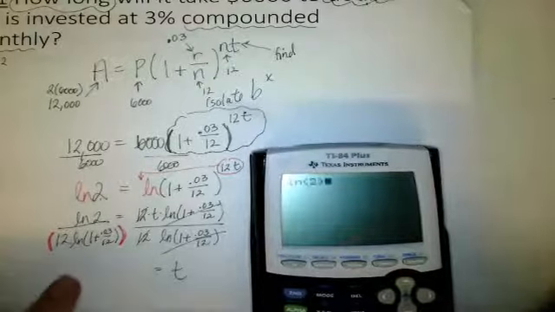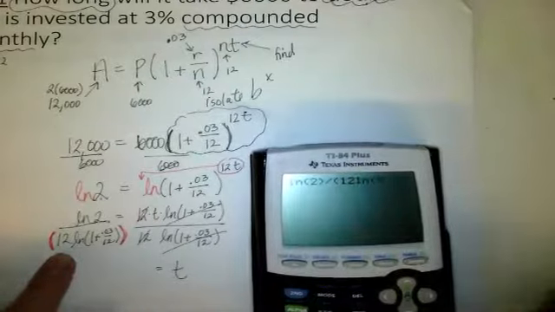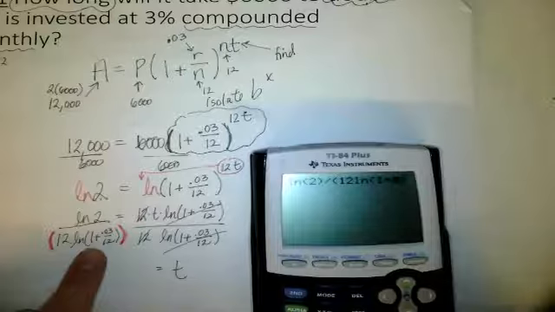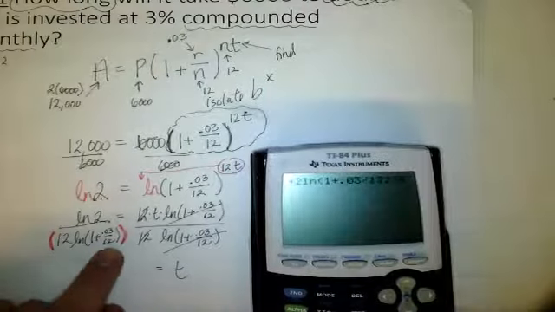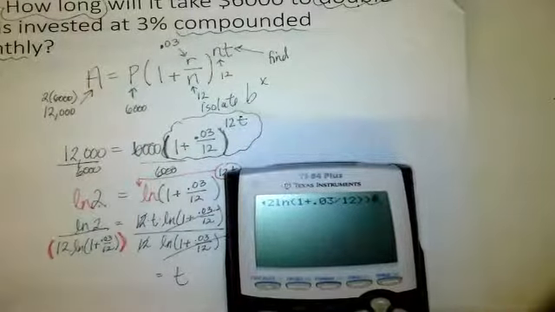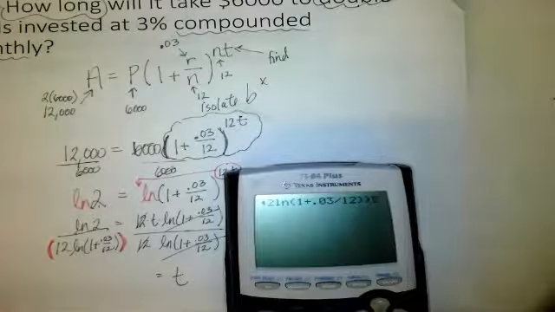Natural log of 2 divided by the whole entire 12 times natural log of 1 plus 0.03 divided by 12. That's the nice thing, you don't need any parentheses in there. Close the set, close the outer set. Lots of parentheses there. And for your Casio, you want to make sure you get those parentheses. Your Casio doesn't put them in.